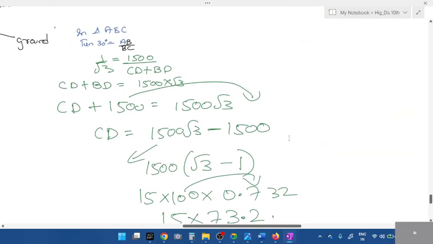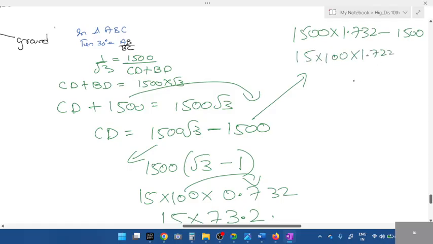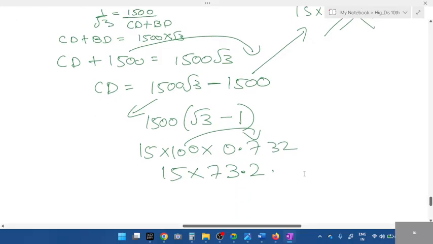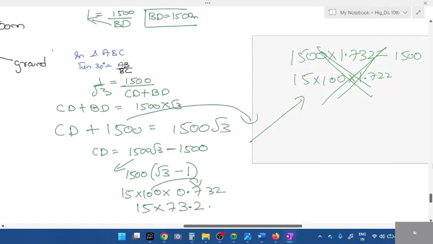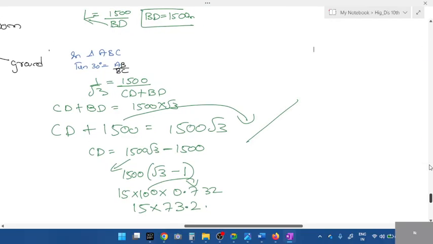This is the factorization method. If not, you can do it directly. Look at the direct method. 1500 into root 3, students. Take 1500 into root 3 as 1.732 minus 1500. So this 1500 you can take as 15 into 100 into 1.732. Okay, this would become lengthy. Better use the factorization concept. Take out the common factors and do it. Start solving. Tell me the final answer. Don't use this method. Use the factorization method. Be quick.